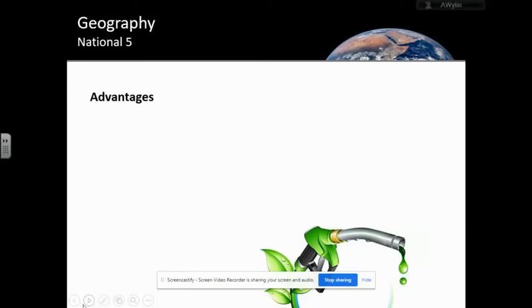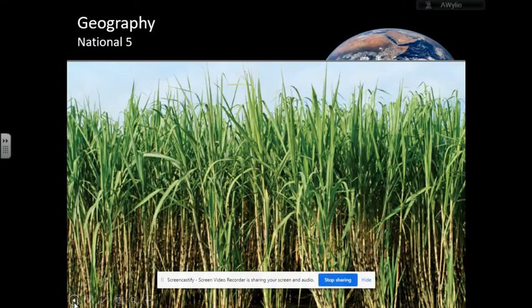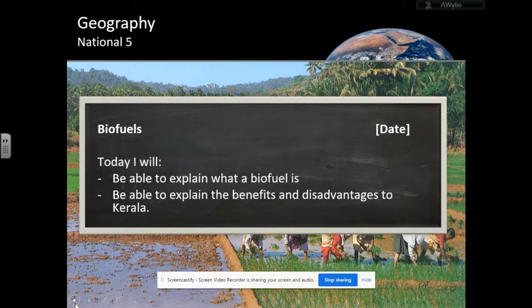Okay, in this tutorial, I'm going to be looking at biofuels, and we're going to be considering, first of all, what is a biofuel? Let's describe biofuels and why they're being used, and let's then explain what the advantages and disadvantages of using biofuels are. And this will be specifically related to an area of India because that's what our case study is based on. So the area of India we're looking at is called Kerala, which is in the southwestern corner of India.